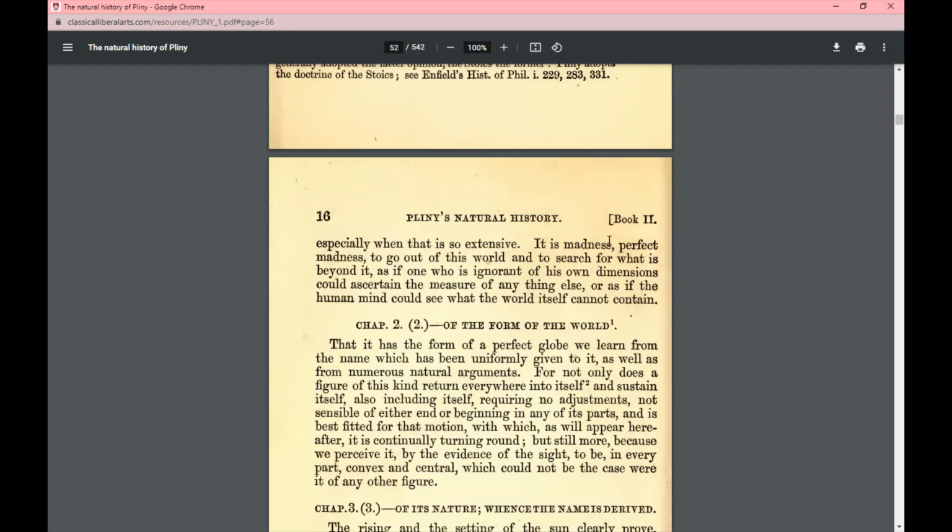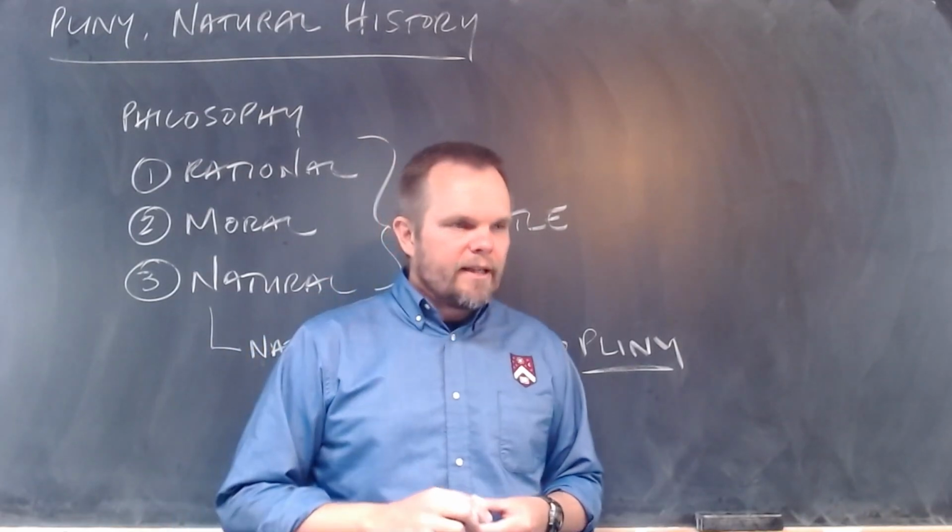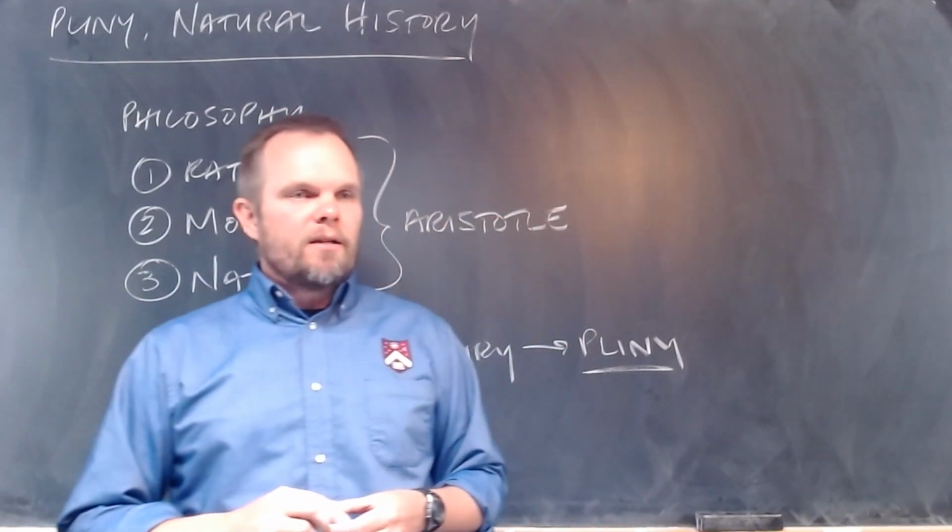To summarize chapter 1, we see Pliny's view of the world, right? The title was An Account of the World. We're going to go on to talk about the form of the world and the elements in future chapters, but in this opening chapter, we get a good look into the mind of Pliny. We get a good look into what Pliny thinks about the world.